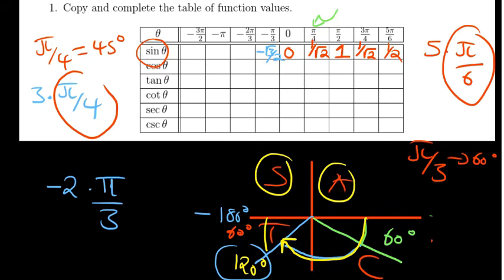Now ask ourselves, is sine actually positive in this quadrant? No, it is negative. So it will still be negative root 3 over 2.